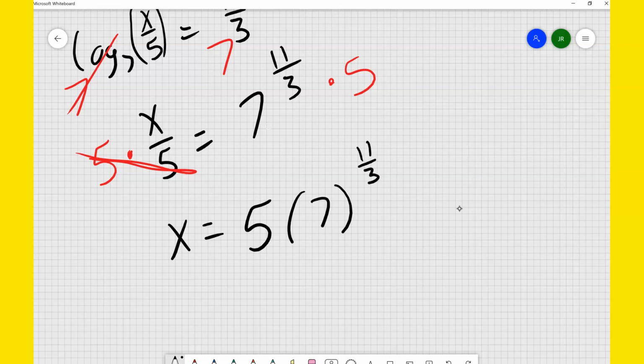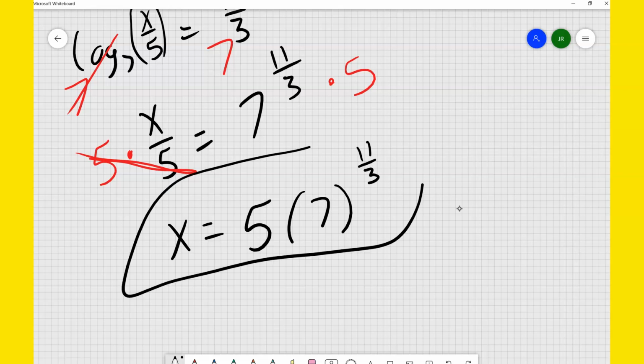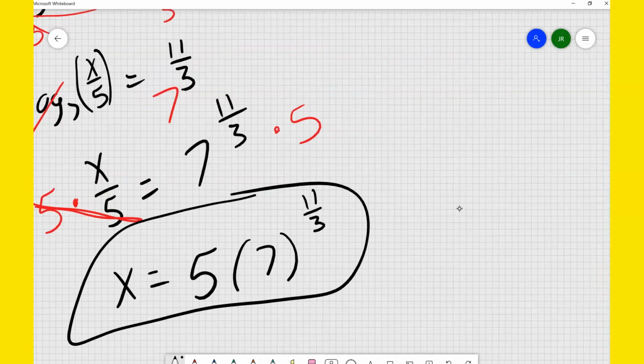The 5 does not multiply with the 7 because they are not like bases. They don't have the same exponent. You can't multiply them together. You just got to write the 5 separate from the 7. So just write it in front of the 7. That would be the best way to write it. And you can leave your answer like that, or you could get it as a decimal approximation in your calculator if you want to, but I'm just going to leave my answer like that.